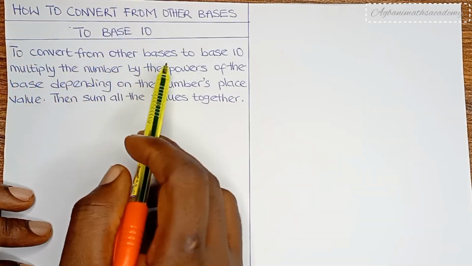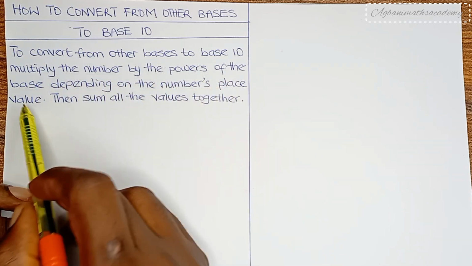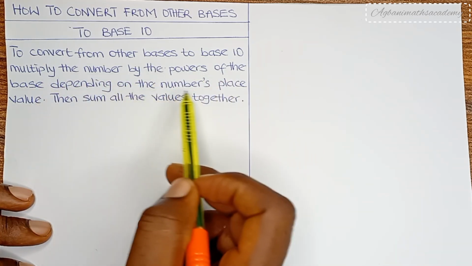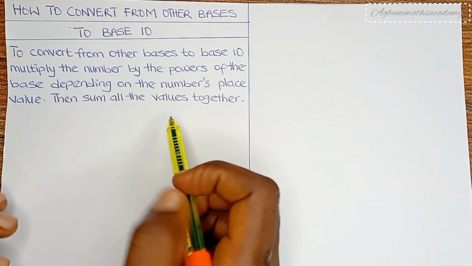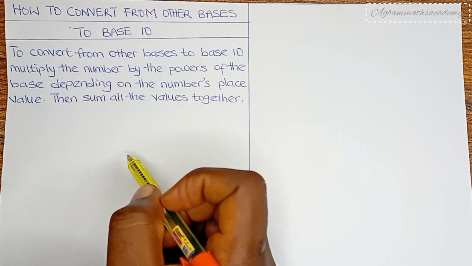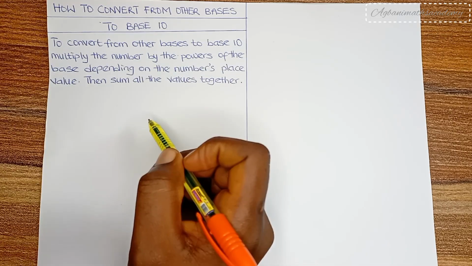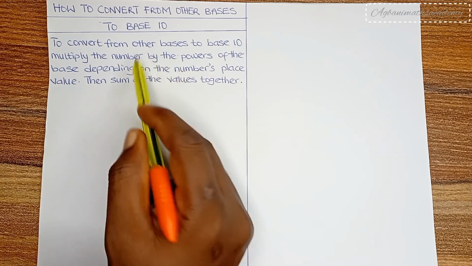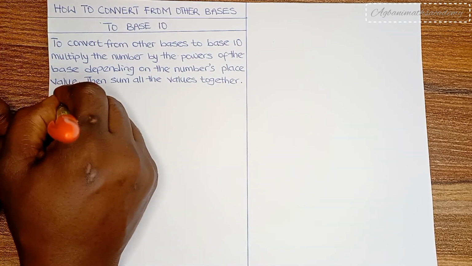To convert from other bases to base 10, multiply the numbers by the powers of the base, depending on the number's place value. Then sum all the values together. So this is just the simple two-step process of converting from other bases to base 10. Let's look at an example that will help us understand this process better.